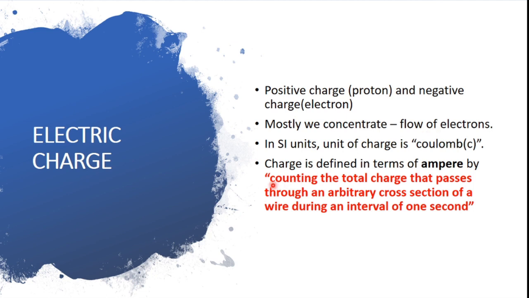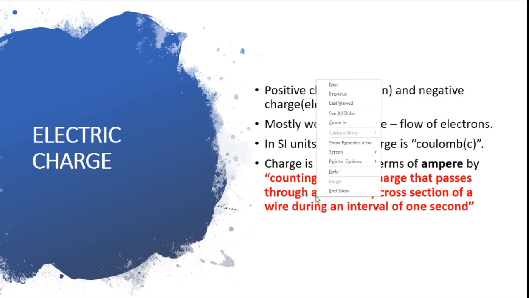And we define charge in terms of current. So it is counting the total charge that passes through an arbitrary cross section of a wire during an interval of 1 second. This means taking a 1 second duration, in a particular area, how much charge is going to cross, how much of the electrons are going to cross that particular area. That is how we define the term charge. I hope I am clear.